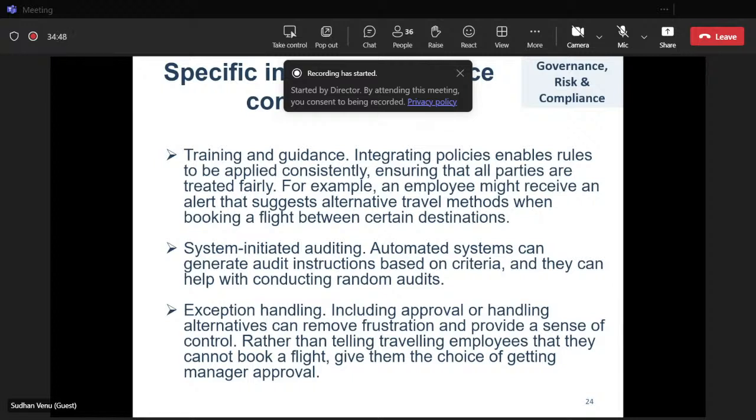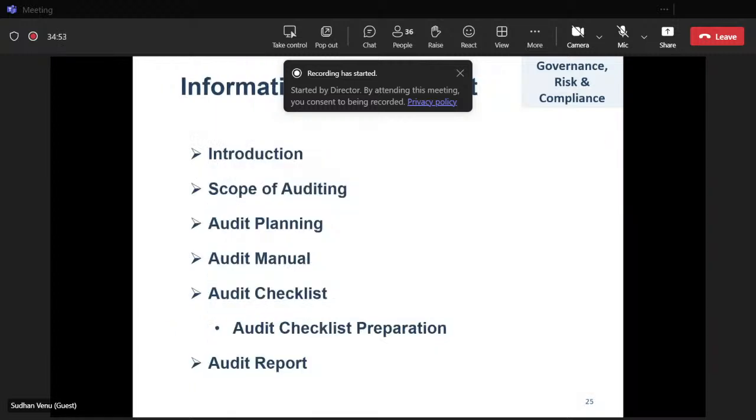The next one we are going to see is the audit process: how the information system audit will happen, what the scope of the auditing is, and audit planning, audit manual, and audit checklist, and how the audit checklists are prepared, and how the prepared audit checklist is turned into the report. Everything we will see in the next one.